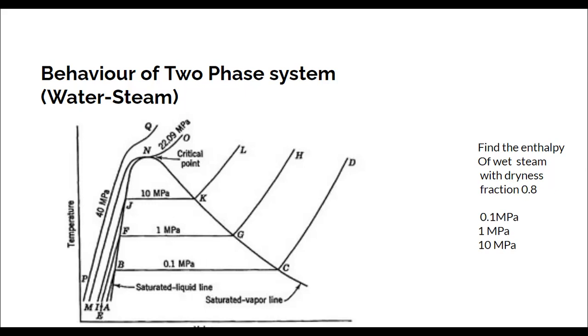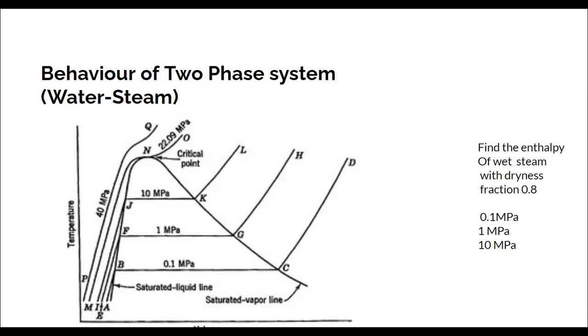Okay, so again, by using the same relation, h = hf + x times hfg, suppose the dryness fraction is 0.8, and hfg is 2014.6. This way it is very simple to obtain the values of enthalpy from the steam table if the dryness fraction is known. Similarly, if you want to find the entropy also for the wet steam, we use the same idea.